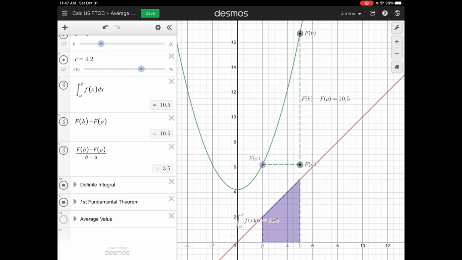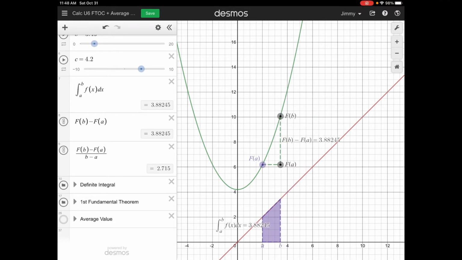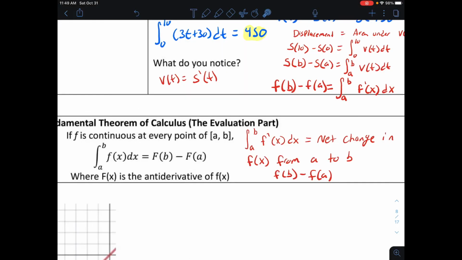What you'll notice here is that as I start moving the a and b values around, that relationship will stay true at all times, where the area underneath the rate curve is equal to the net change in the original function's value. And this green curve that we're looking at is the antiderivative. So what I want to do is summarize what we just saw: the area underneath the rate curve, which is this definite integral, the rate being the derivative, is equal to the net change in f of x from a to b, which is f of b minus f of a. Now we're going to learn how to start finding this antiderivative.